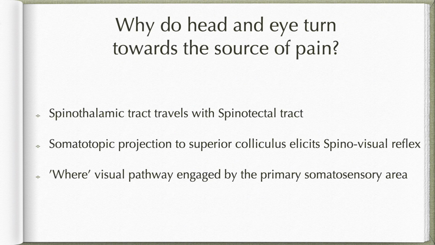Then we have a question as to why do head and eyes turn towards the source of pain. This is because the spinothalamic tract fibers travel along with spinotectal tract fibers. The spinotectal tract fibers have a somatotopic projection in the superior colliculus. So once the information reaches the superior colliculus, spinovisual reflex is elicited, which will orient the eyes and head to the source of stimulus. And also when the pain information reaches the primary somatosensory area, the visual pathway will also be engaged, making us focus to the source of injury or source of pain.